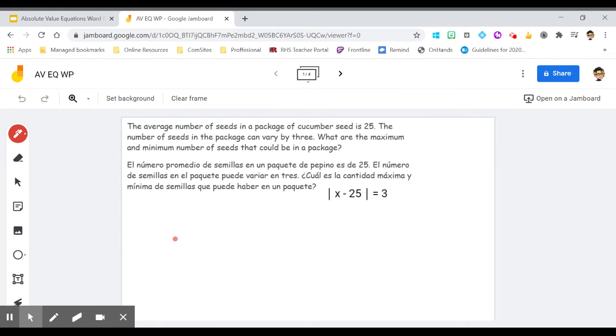This paragraph here says the average number of seeds in a package of cucumber seeds is 25. So the average number is something that is important. It's usually about 25. The number of seeds in the package can vary by 3. So that means there could be 3 more than 25, there could be 3 less than 25. They want to know what the maximum and minimum number of seeds can be in the package.